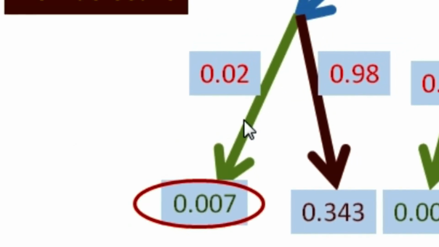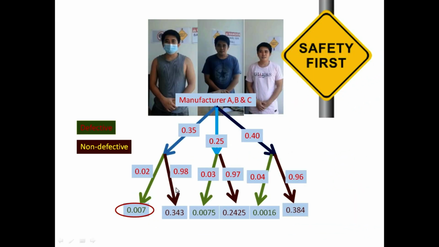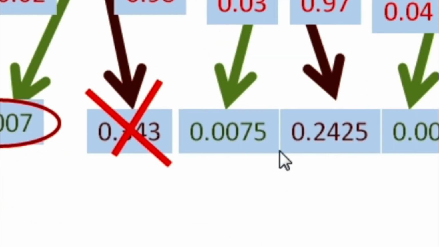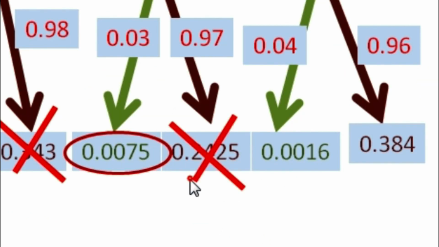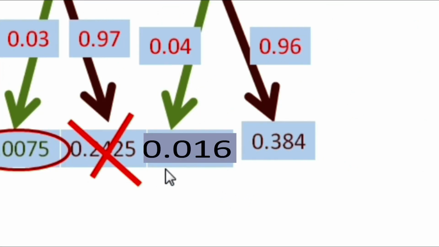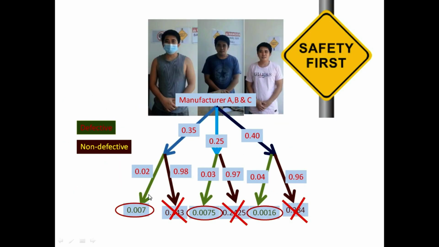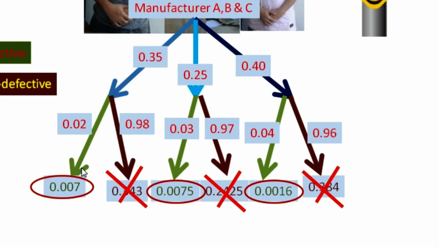So 0.007 is defective, 0.343 is for non-defective. 0.0075 is for defective, 0.2425 is not. 0.016 is for defective, and this 0.384 is not. It is similar to asking who manufactured the face mask. Is it manufacturer A, or manufacturer B, or is it manufacturer C?